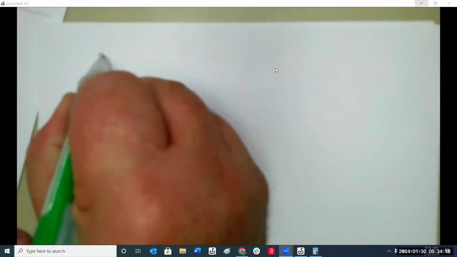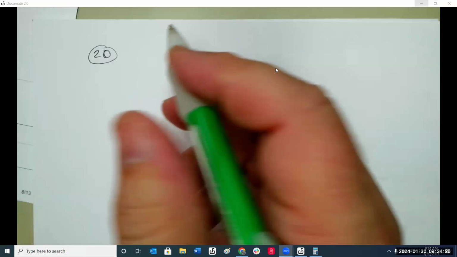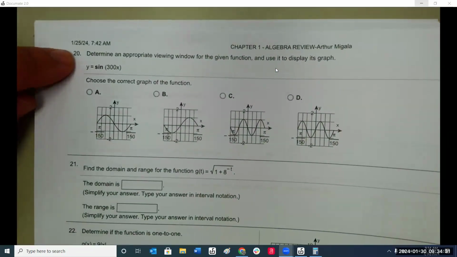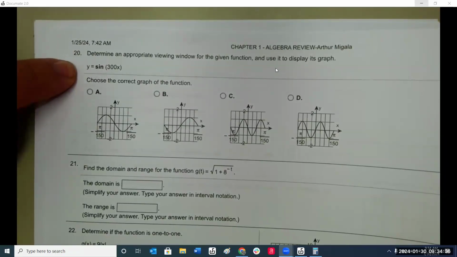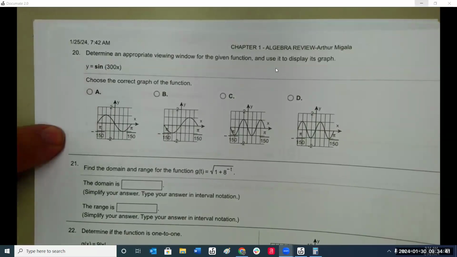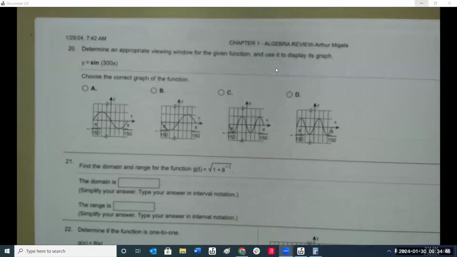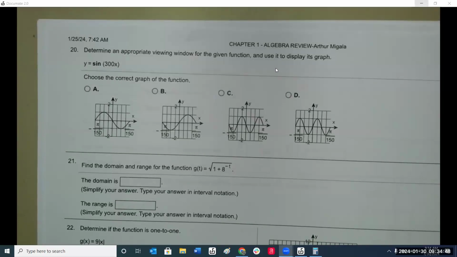21. Oh, there's 20. So this one says, determine an appropriate viewing window for the given function and use it to graph sine of 300x. What does it mean by appropriate viewing window? You have to know the period, you have to know the amplitude, all that sort of stuff.